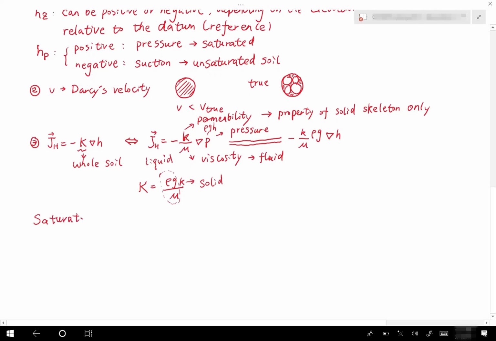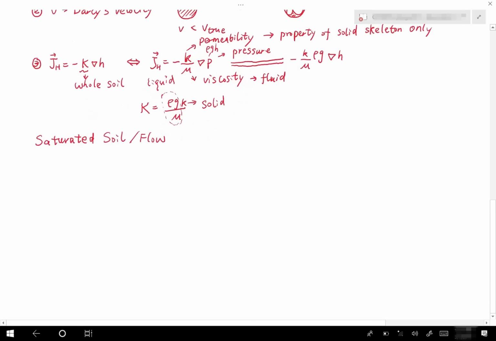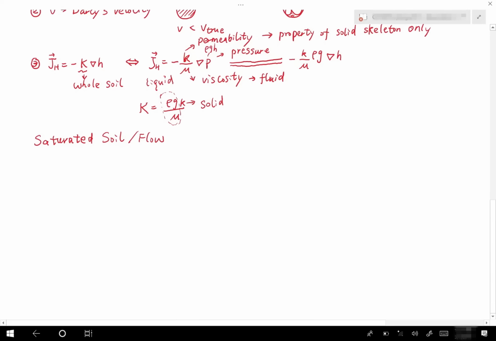So let's talk about a saturated soil or flow. So for water, let's think about one REV. We know that if we don't use REV, we can only view the soils as an assembly of particles and water, right? In that case, we cannot apply the knowledge that we learned in continuum mechanics, such as the law of conservation. So in order to do that, we need to assume that the soil has two phases. If we saturate the soil, we have water and solid, and they are well mixed within one REV.